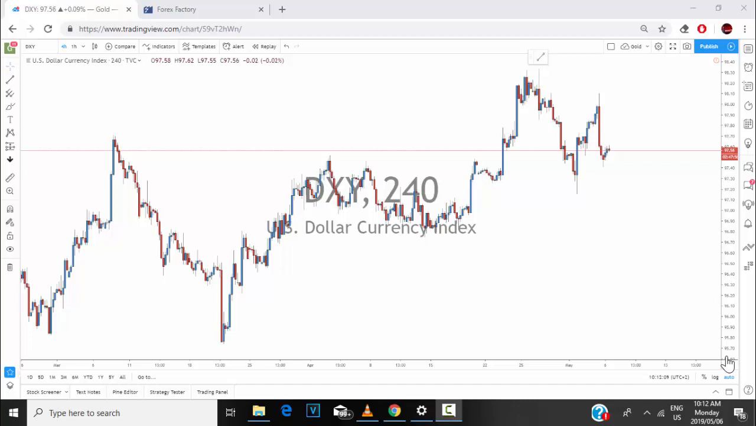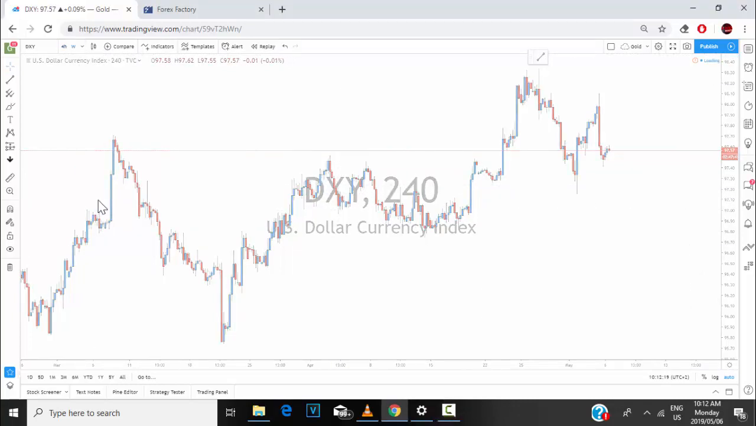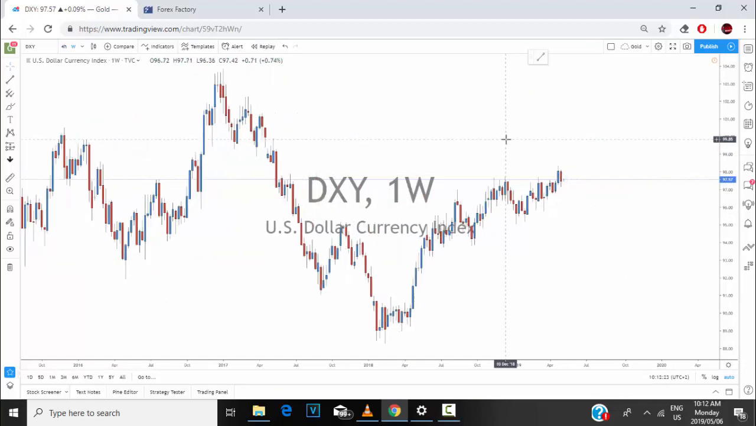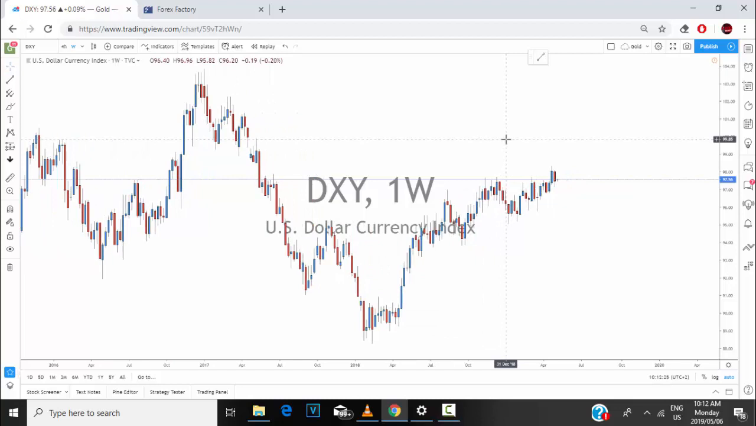Unfortunately, as I told you why we're not doing last week's analysis, this week's analysis starts off with DXY. And as you know how I do, I'm gonna just start off with the weekly, see how the weekly closed. The weekly closed a bit bearish. We closed bearish.